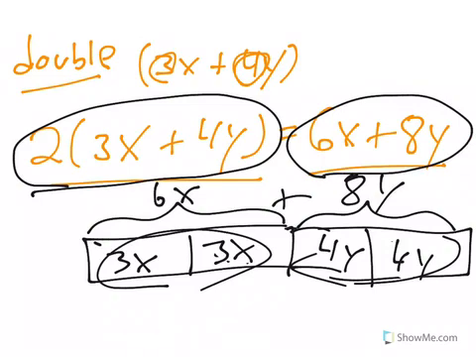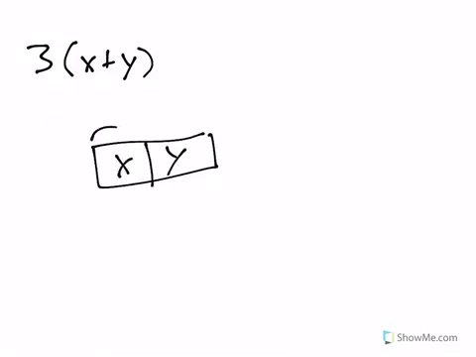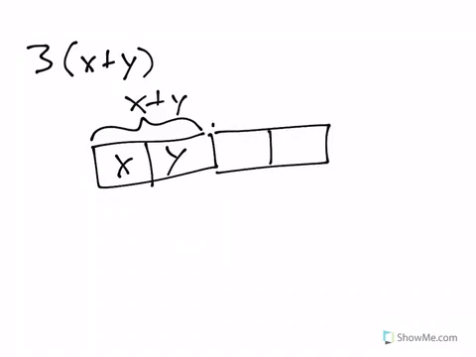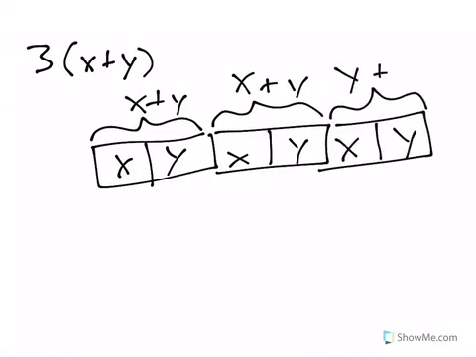Let's do one more example. Okay, we have 3 times x plus y. Let's go ahead and create a model. We're going to create an equivalent expression for this, but first let's create a model of what this looks like. So we have x plus y, but we're going to have 3 of those. So we have to have another x plus y, and then finally another x plus y. So you see that we have 3 of those.